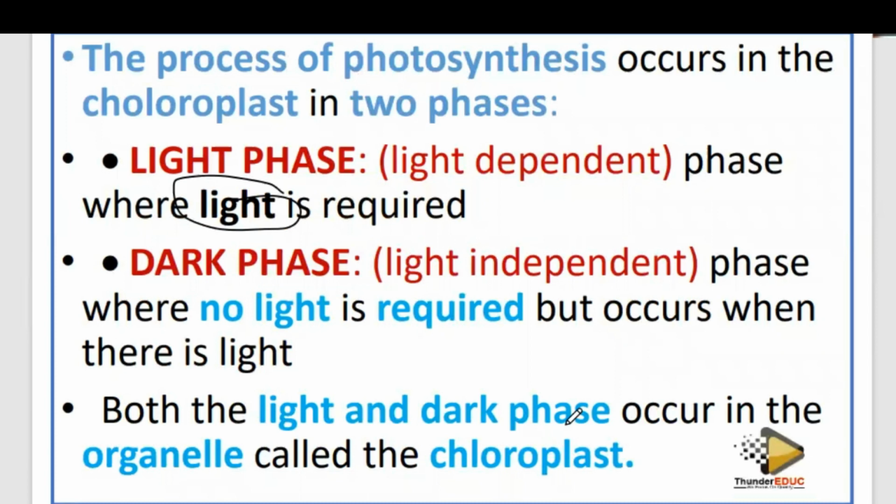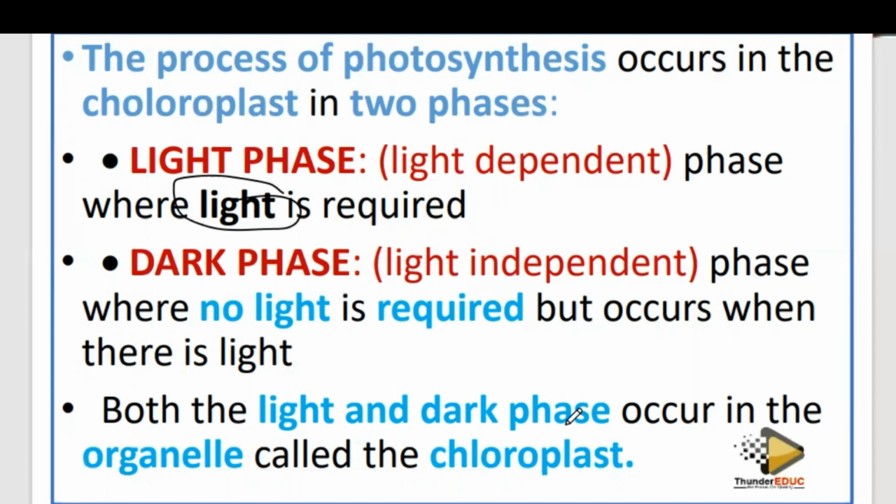Someone can ask a question: does it mean that the light phase occurs during the day, and the dark phase occurs at night? These two occur concurrently, meaning that while one is occurring, the other is also occurring. But if the light goes and the dark phase hasn't finished, it continues until it finishes.